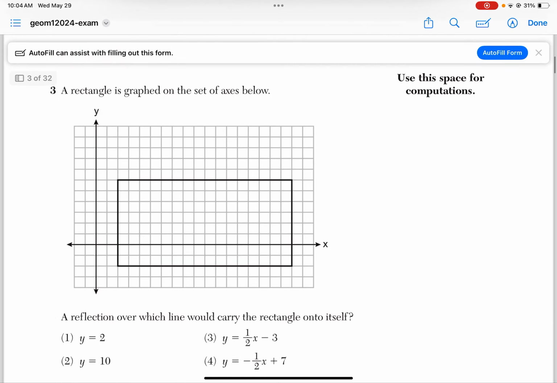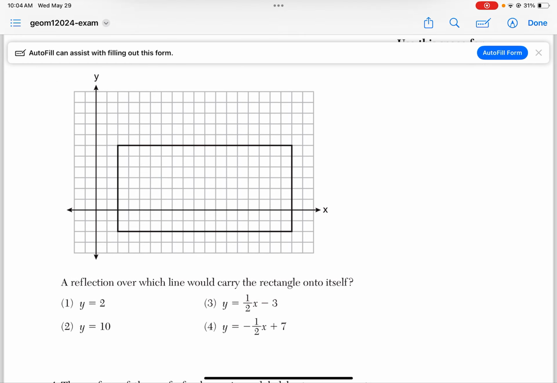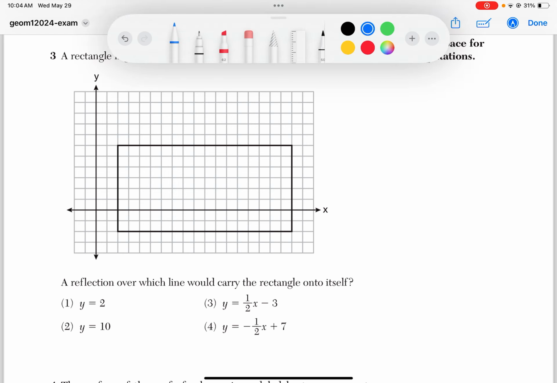Moving on, number 3, a rectangle is graphed on the set of axes below. A reflection over which line would carry the rectangle onto itself? Remember, when we carry something onto itself, it means we go back to where we started. So which one of these reflections will end with the same rectangle in the same position as it was before? Let's check all these out. Y equals 2 is a horizontal line that crosses 2 on the y-axis. So it'll be this line.